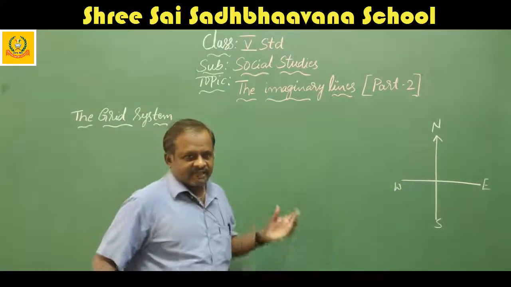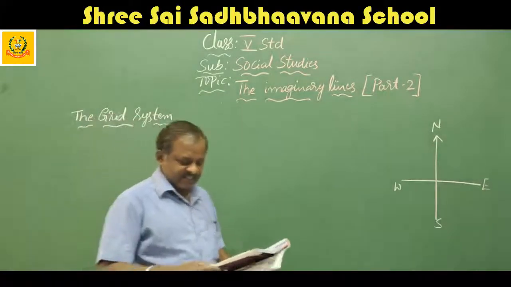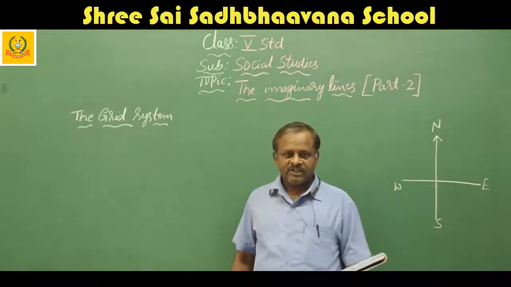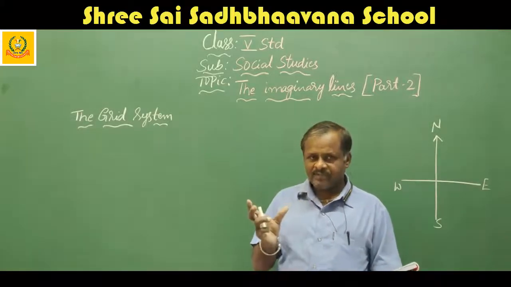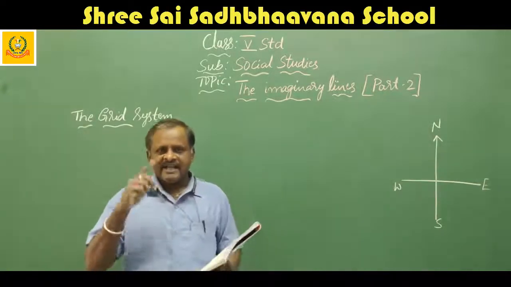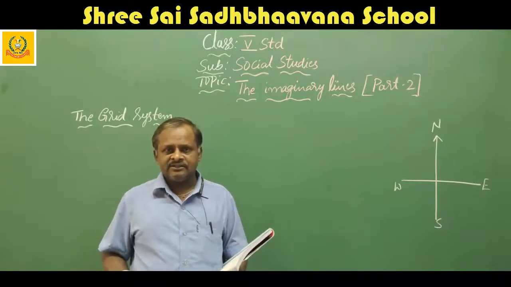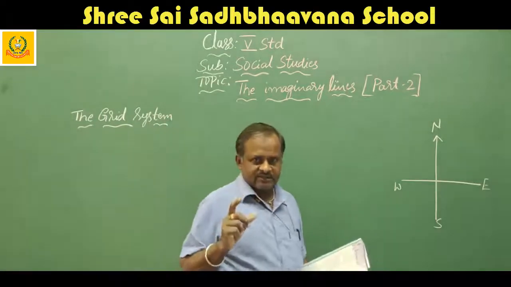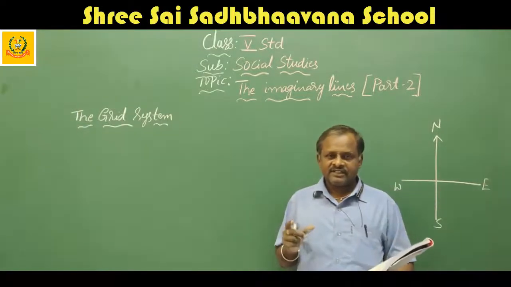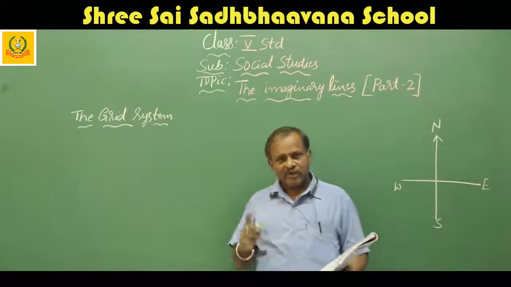So we have completed the first part in the last class, the imaginary lines. In this chapter, we learnt about what is a globe and what are the lines drawn on the globe vertically as well as horizontally. For what purpose are we drawing the lines? To locate the places, for our sake. For our use, we are drawing the lines on the globe.